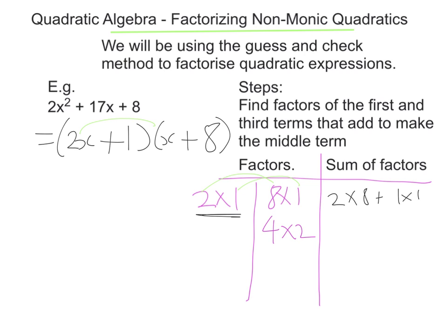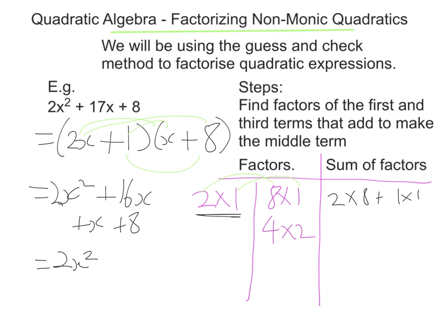2x times x is 2x squared. 2x times 8 is 16x. 1 times x is x. And 1 times 8 is 8. And the 16x and the x can be added together. So we get 2x squared plus 17x plus 8. Now that matches what we started off with, which means that we know for sure that this is actually the factorized version of this trinomial.